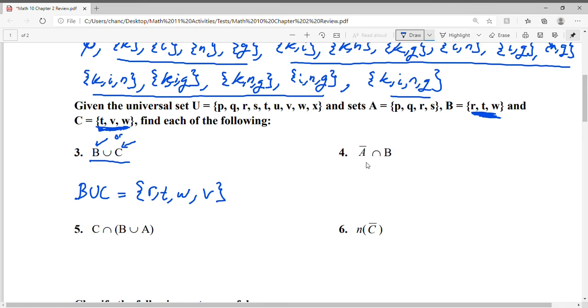Question number 4. I'm looking for A complement intersect B. A complement is going to be everything that is not in A but in the universe. We have A is P, Q, R, S.